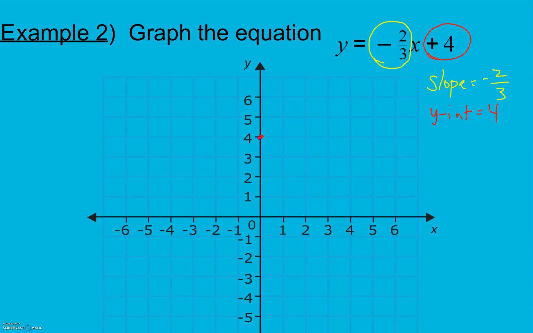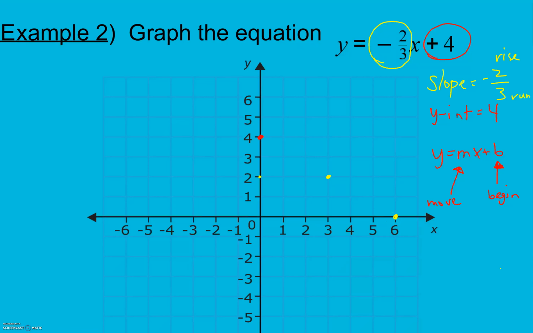So I go up to 4. That's my first point. Y equals mx plus b. B is where we begin, and m is the direction to move. So we're going to begin at our y-intercept at 4, and then I'm going to use my slope. Remember, slope is rise over run, and I'm going to use that to find some more points. So I'm going to rise -2, which actually means I go down 2, and I run 3.